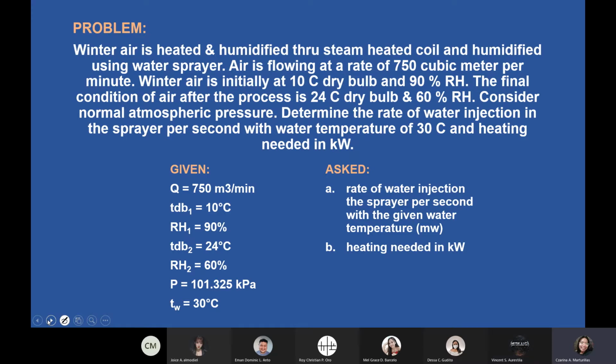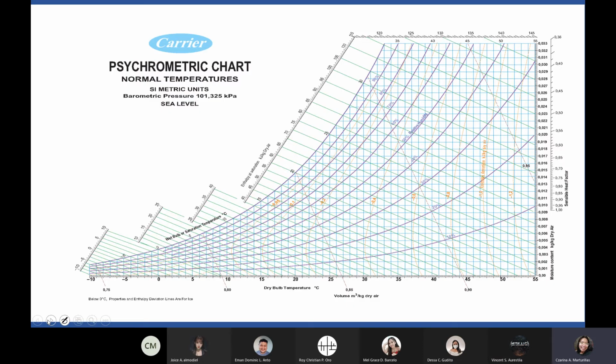To move on, again, we study the problem through the psychrometric chart. We are given the initial condition of our air at 10 degrees Celsius and 90%, and the second condition at 24 degrees Celsius and 60% relative humidity. The process is opposite to cooling and dehumidification, which goes down and left. Heating and humidification goes up and right.